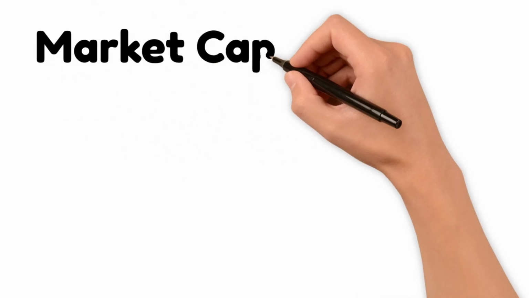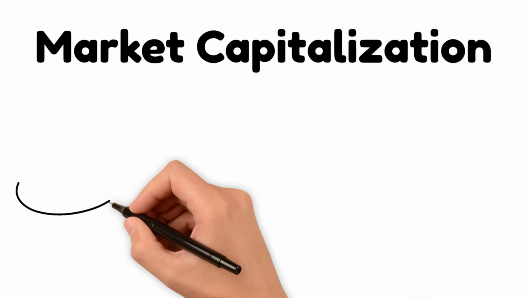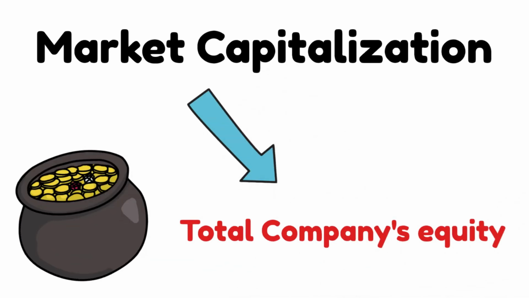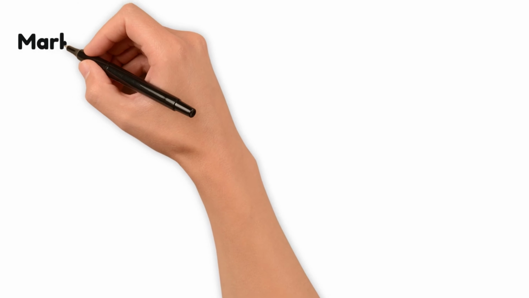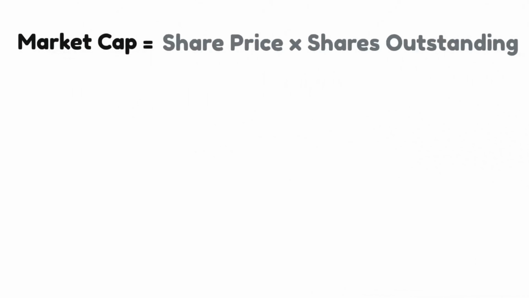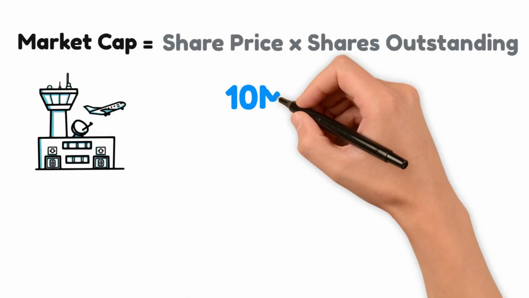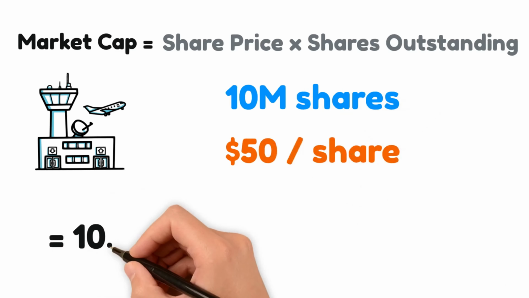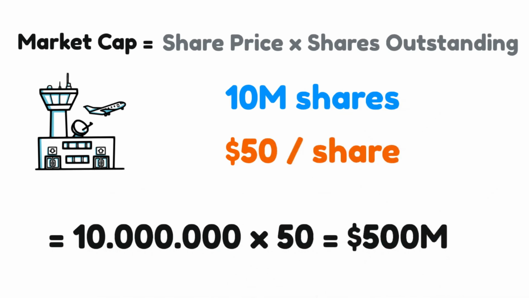Let's start with market capitalization, or market cap in a shorter way. It's a simple way to measure the total value of a company's equity. The formula is share price times total outstanding shares. For example, if a company has 10 million shares and each share is priced at $50, the market cap would be 10 million times $50 equals $500 million.